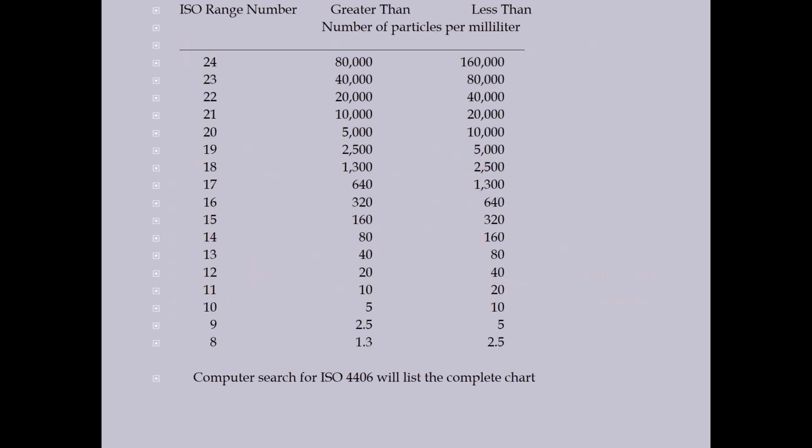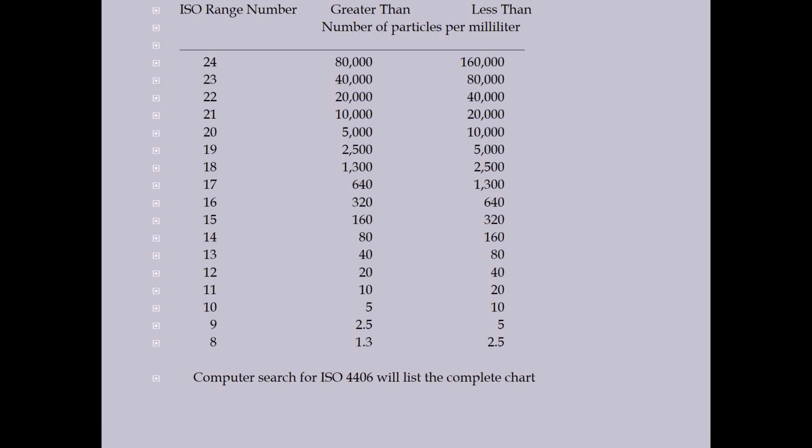But here's what that 21 means. The 21 means that there's somewhere between 10 and 20,000 particles larger than 4 micron in a 1 milliliter sample. Not a very big sample. The 19 means there's somewhere between 2,500 and 5,000 particles that are larger than 6 microns in a 1 milliliter sample. The 15 means there's somewhere between 160 and 320 particles that are larger than 14 microns in that 1 milliliter. So you can see here there's lots of particles in a 1 milliliter sample.